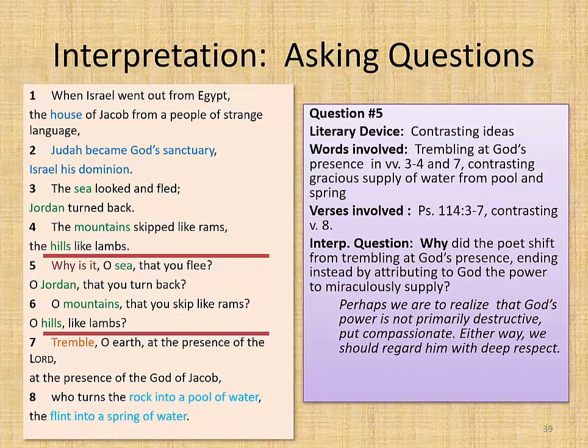Maybe it's this, and now the proposed answer in italics. Perhaps we, as readers, are to realize that God's power is not primarily destructive, power that unhinges us, but ultimately and primarily it's compassionate. And either way, we should regard him with deep respect. I think I would add to that, either way, but especially with deep respect because of his compassion. That's the intent of that great power.